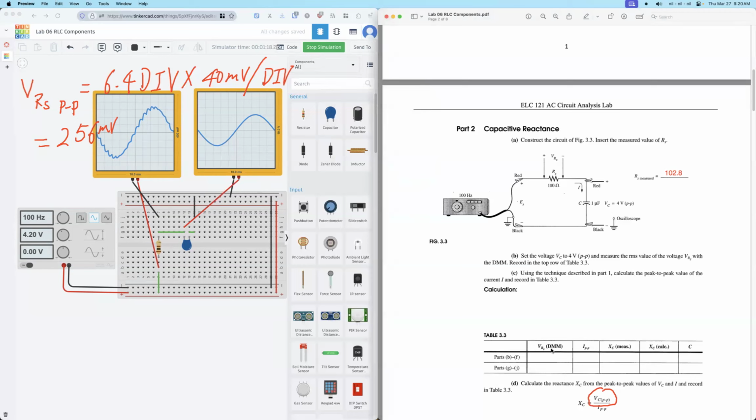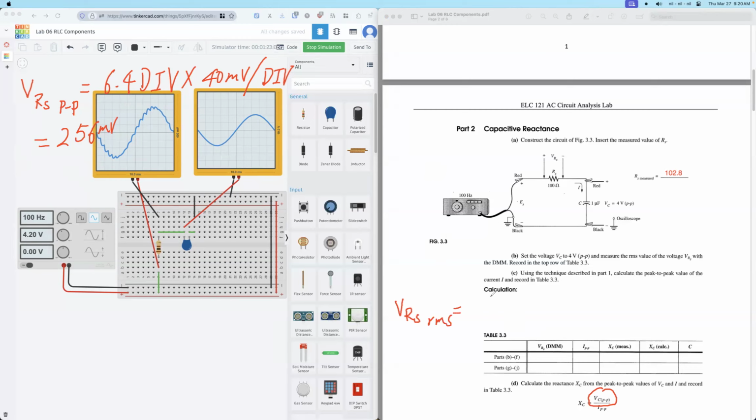So for the VRS, the DMM, in a real lab we will get it from the multimeter. But here we need to get it from the calculation. VRS, this is the RMS value.